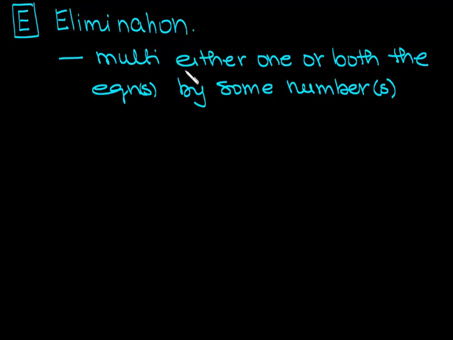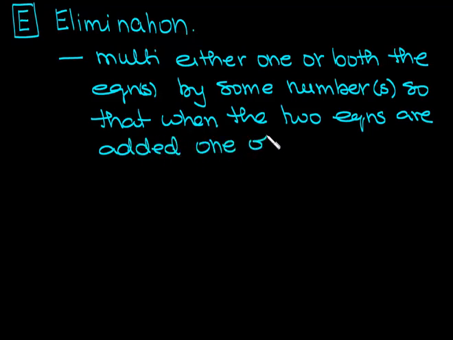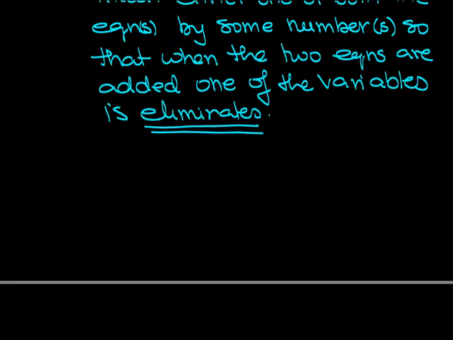So you multiply either one or both equations by some numbers, so that when the two equations are added, one of the variables is eliminated. And that's where the name elimination comes from. Okay, so let's take a look at how to do this. We'll go back to our classic example that we've been working with.